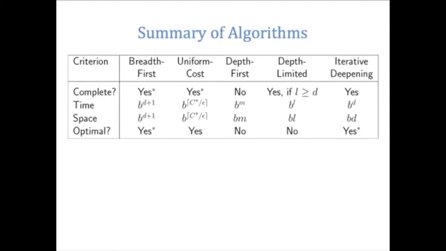Now, iterative deepening, which is the last one we looked at, well, it's complete. Yes, we're going to find a solution node. The time complexity is b to the d. The space is O of b times d, and it's optimal. Yes, because we're only going down one level of depth at a time, so we're basically guaranteed to find the shallowest solution.